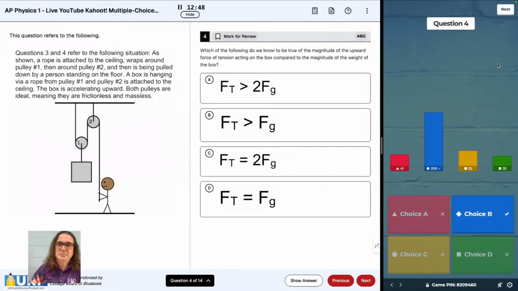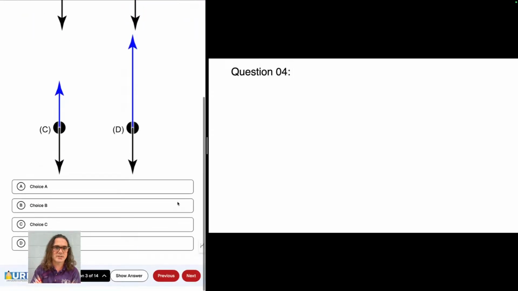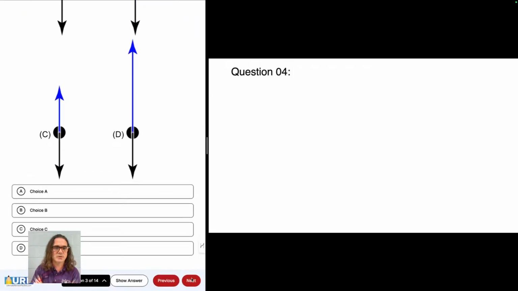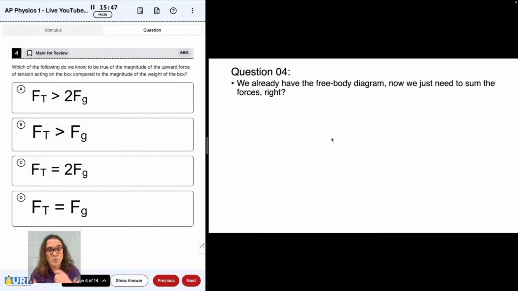All right, here we go. Looks like the correct answer is choice B. Let's figure out why. So in this question, question 4, we have already drawn the free body diagram. Now we just need to sum the forces, right?